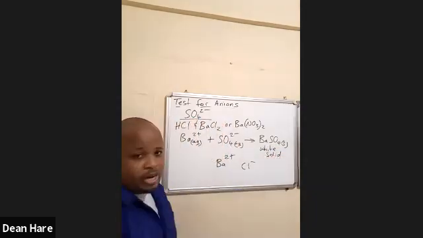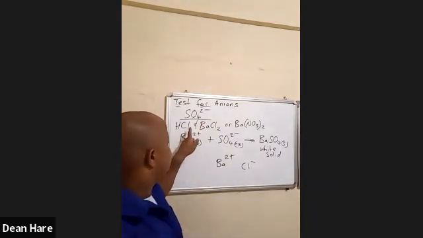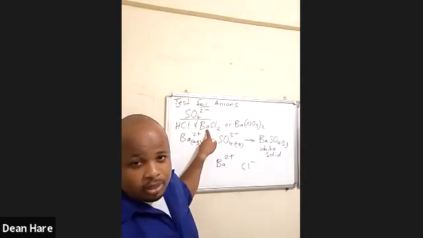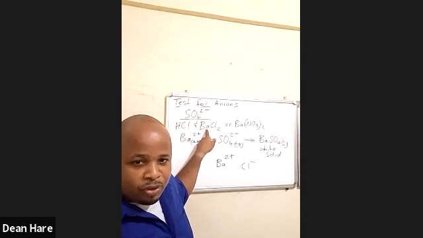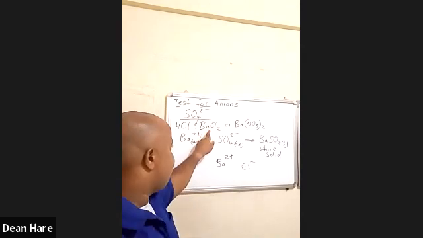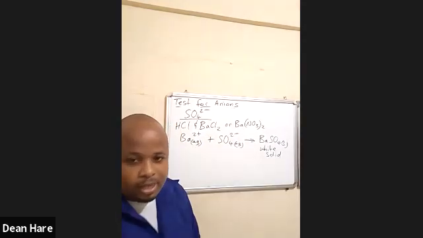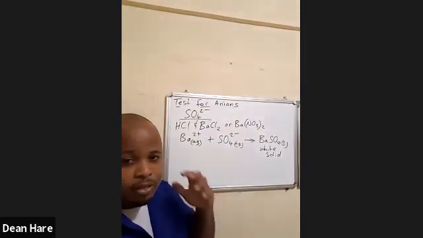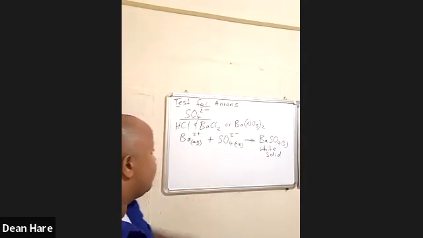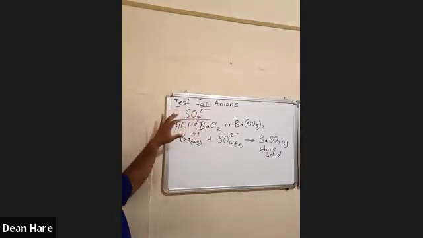So again, the reagent is the hint. Once you hear barium chloride, you are testing for sulfate ion, right? Barium chloride or barium nitrate. Once you hear silver nitrate, you are testing for the halide ions.